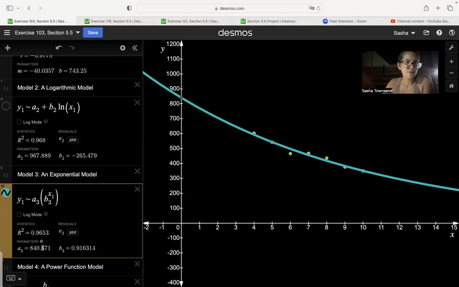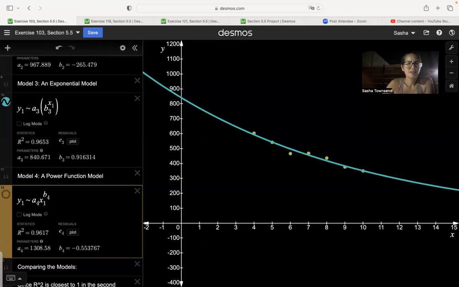The a value that we need here, that extra factor that stretches it vertically, is 840. And the base of our exponential function is 0.916. So since it's a fraction between 0 and 1, that function decreases as you go from left to right. And you're raising that to the x power, where x is the number of years since the year 2000.